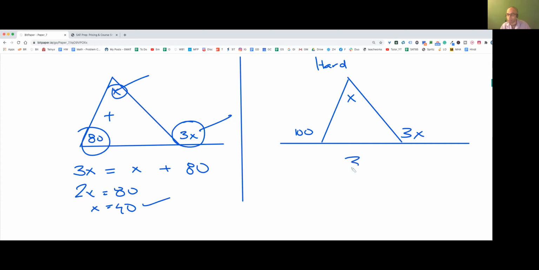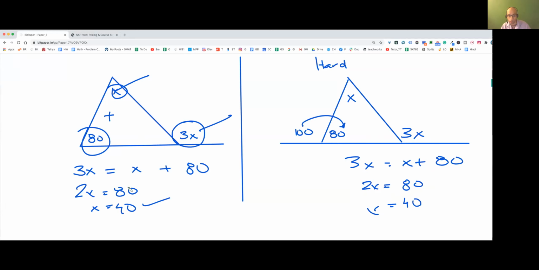Now this one, 3x, but remember, this guy, you're going to move it here, so this is 80. So 3x is equal to x plus 80, and then you're going to solve that one. So very cool. I think all of you understand what's going on here. It's exactly a similar problem. So 2x is equal to 80, and so x is equal to 40.